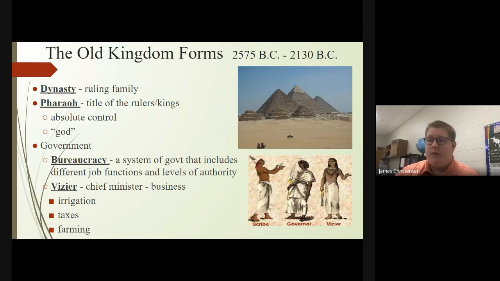earth. When it comes to government, they established the bureaucracy, or a system of government that includes different job functions and levels of authority, and they had something known as a vizier, or the chief minister. Think very similar to what we have in the United Kingdom in terms of a prime minister. They were also in charge of irrigation, taxes, and farming, and making sure everything was functioning properly.